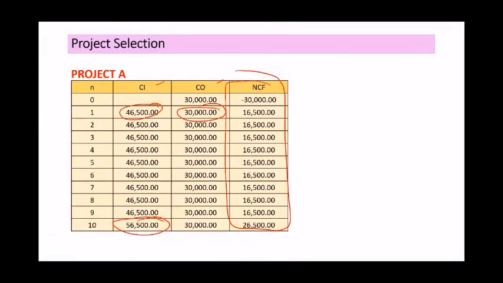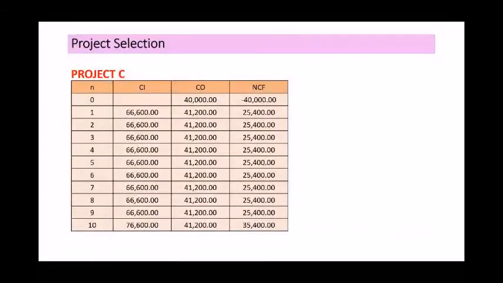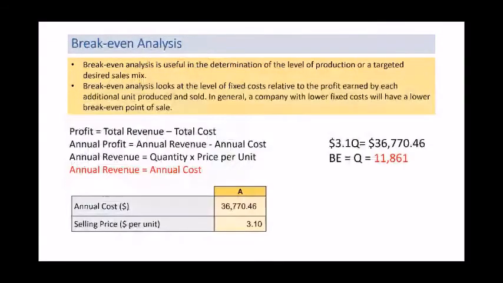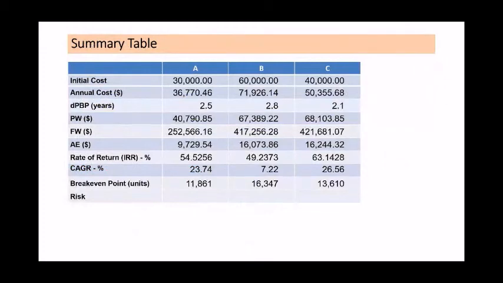Do you have any question on how to make the cash flow for alternative A? Okay, now this is for project B, same procedure. And then we have project C. So now we have the net cash flow for the three alternatives. We can now compute for the PW, FW, IRR, CAGR. So you can practice for this one.